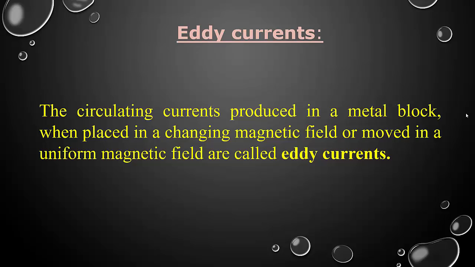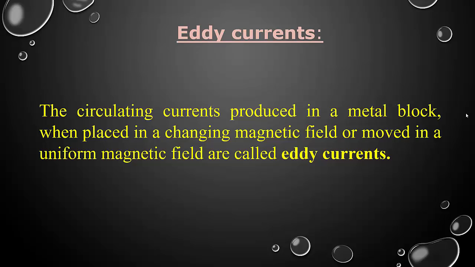First we have to know what is meant by eddy. Eddy means circulation, whirlpool. Whatever induced EMF takes place in the coil, it is always moving in a circular path, so we are going to call it eddy current. For example, when we throw a stone into the water, we can see a wave formed on the water surface. Likewise, when the magnetic field changes, induced EMF takes place, and that induced EMF moves in a circular path. So we call it eddy current.